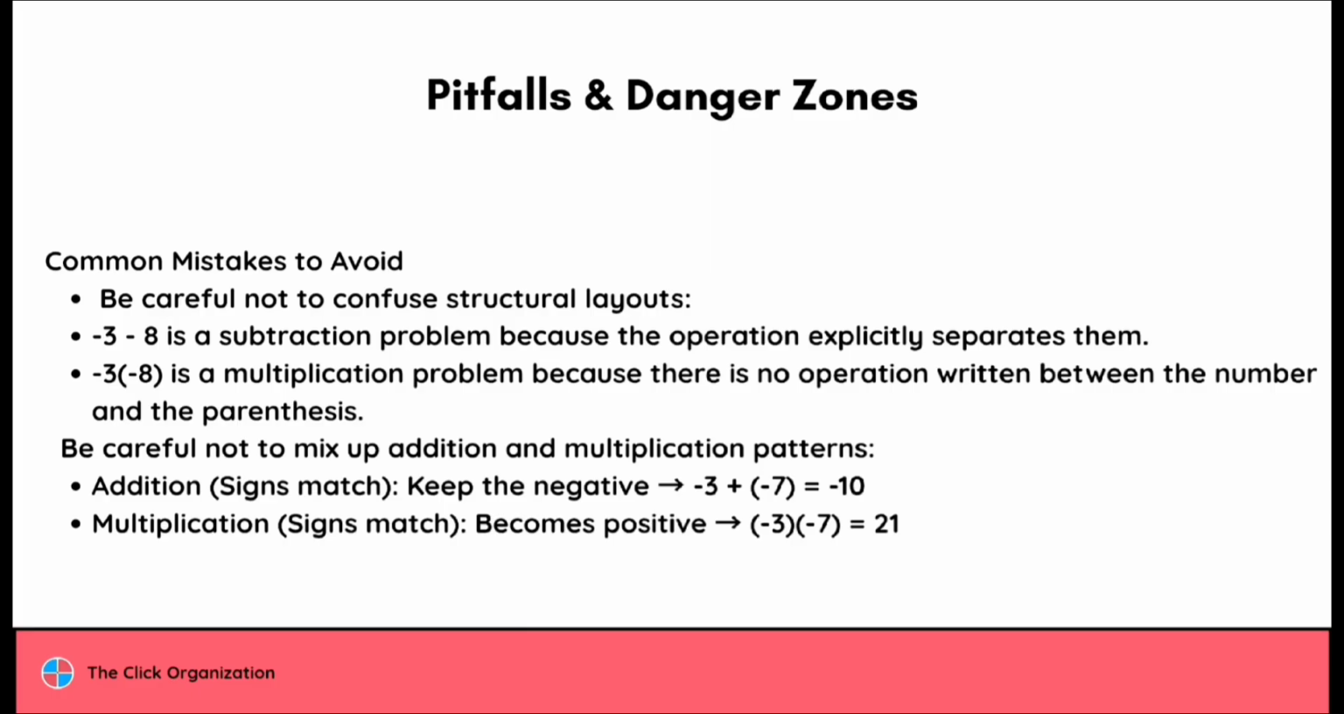Be careful not to mix up addition and multiplication patterns. Addition, signs match: keep the negative. So minus 3 plus minus 7. In this case, you can see in both the integers, the signs are matching, right? So keep the negative. Multiplication, signs match: becomes positive. So if there's a negative and a negative, the answer would be positive. If there is a positive and positive, the answer would still be positive.